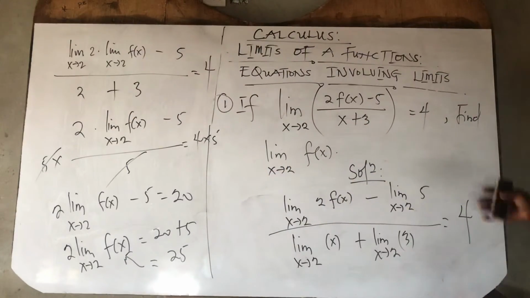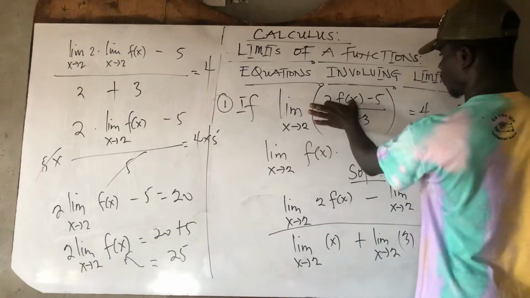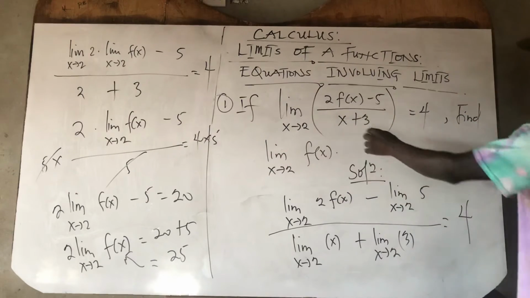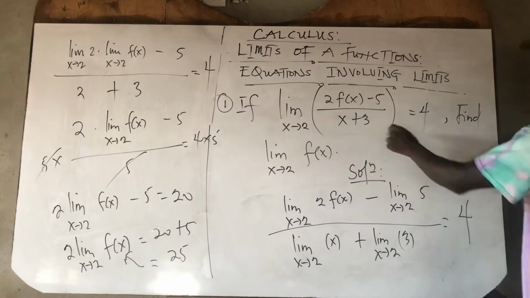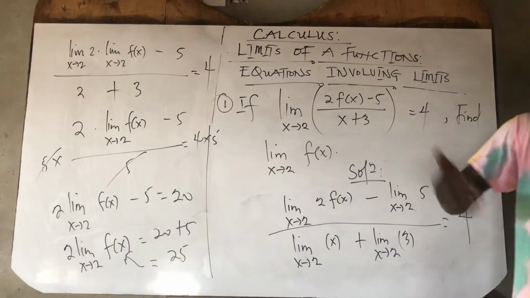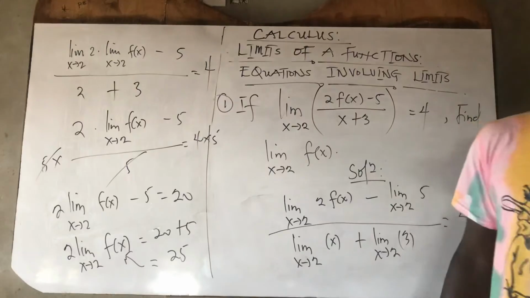I believe you are following how we are doing it. You take the limit as x approaches 2 of this, the limit as x approaches 2 of that, the limit as x approaches 2 of this, the limit as x approaches 2 of that. Then you equate it to 4. Then use the laws of limits to find for that.